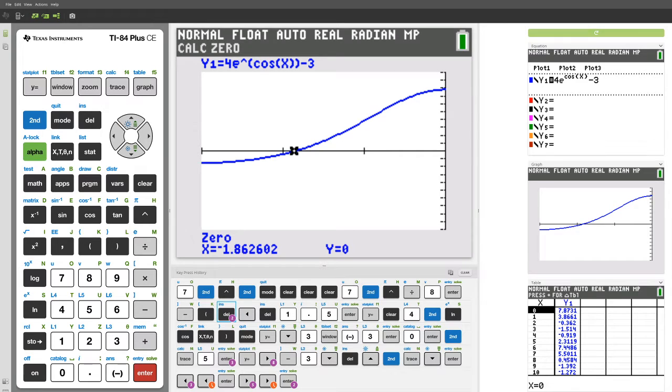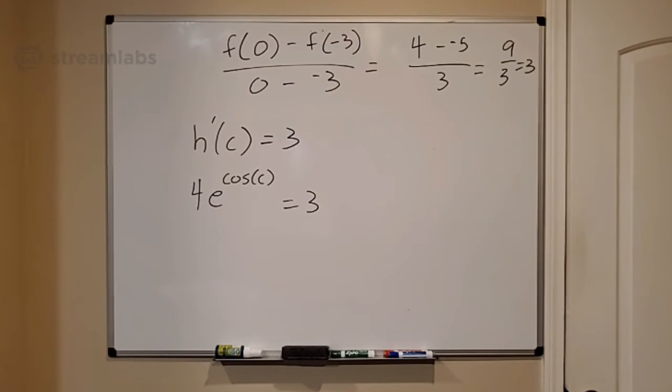So for this question, what would you get points for? This question points were awarded for finding the average rate of change, so doing the f of b minus f of a over b minus a, and then for the answer, basically setting them equal and solving.